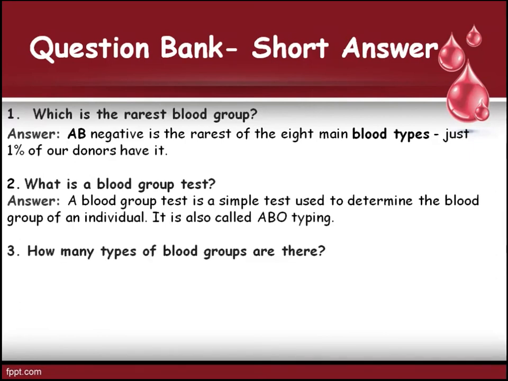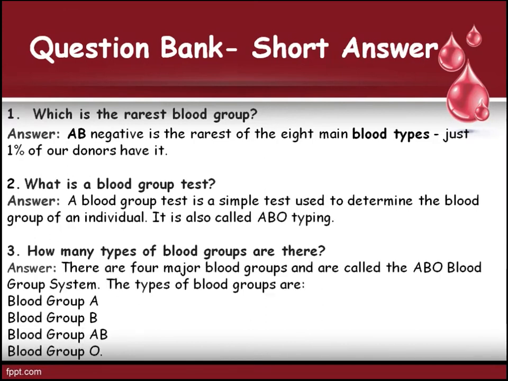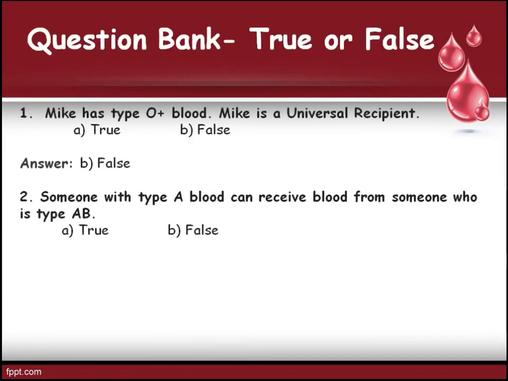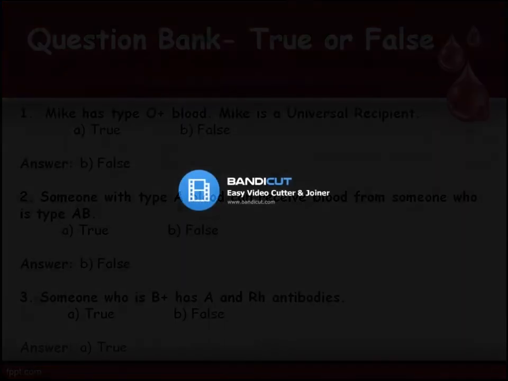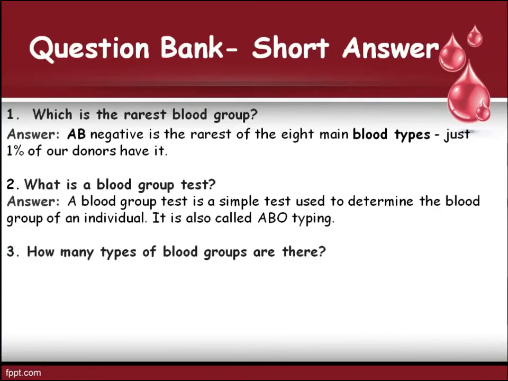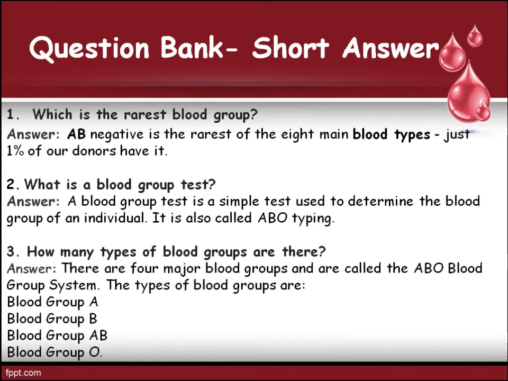Third question, how many types of blood groups are there? Answer is, there are 4 major types of blood group and they are called the ABO blood group system. The types of blood groups are blood group A, blood group B, blood group AB and blood group O.